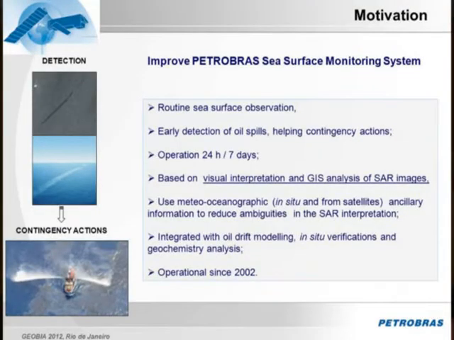We also use a lot of meteo-oceanographic, in situ and from satellites, ancillary information to reduce ambiguities in the SAR interpretation. This activity is integrated with oil drift modeling, in situ verification, and geochemistry analysis when we need to discover the source of the oil patches. The activity is operational since 2002, so we have a huge data set of SAR images and ancillary data to work with.